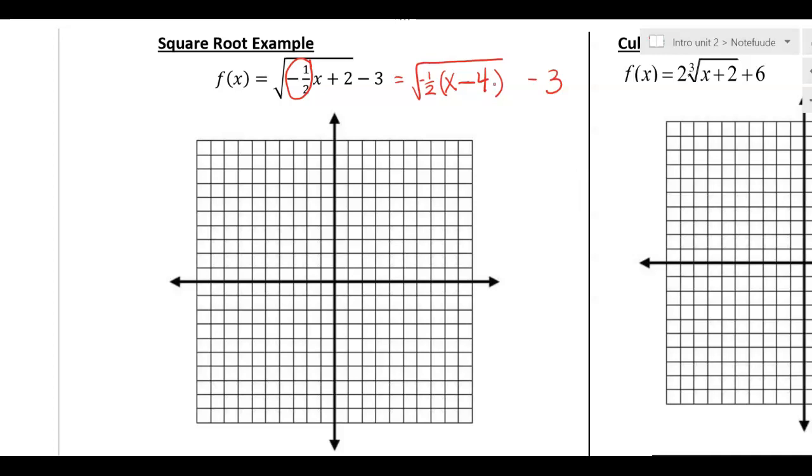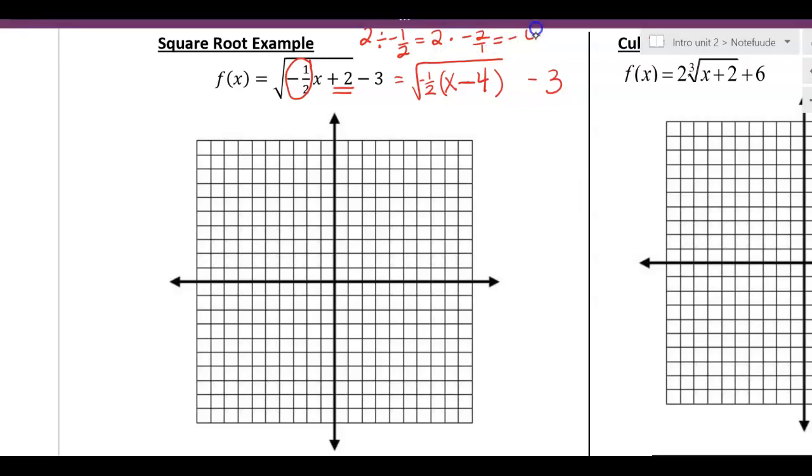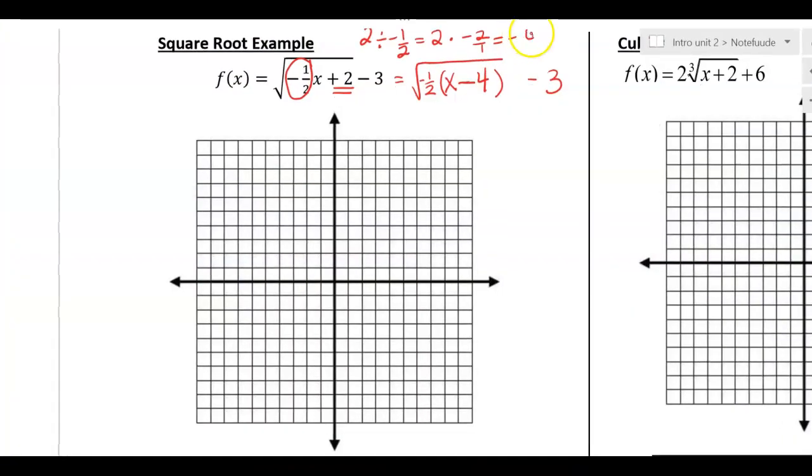If not, think about what you did. There used to be a 2 there, and what you're doing is dividing out or factoring out a negative 1/2 from the 2. So you are literally taking 2 and dividing out negative 1/2, which is 2 times the reciprocal of negative 1/2, which is negative 4, sorry. Is that okay with everybody?